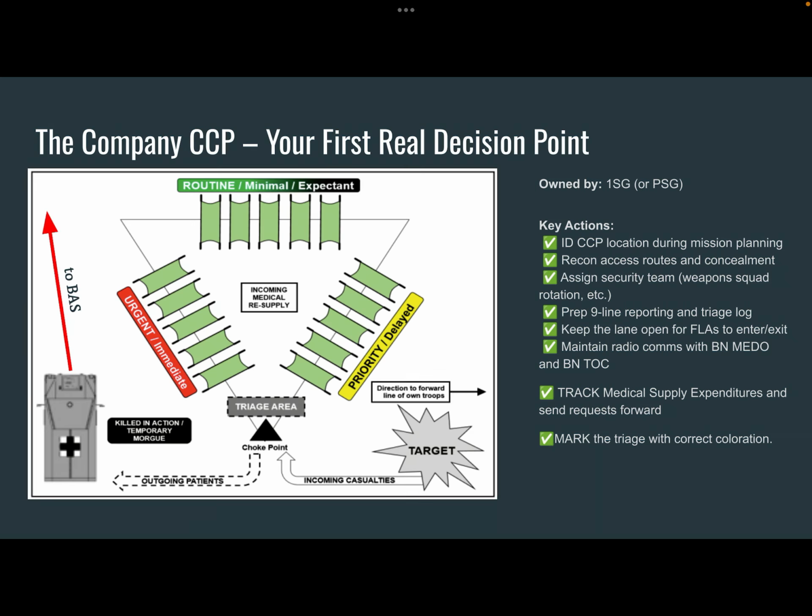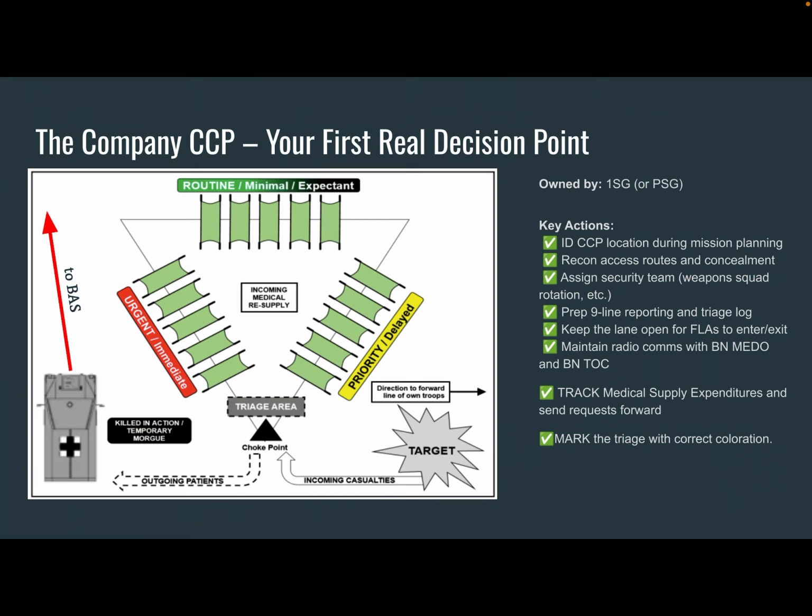The company CCP is the first real decision point for the companies. FM 4-02.2 directs that company casualty collection points be identified and reconnoitered during mission planning. It's not something that happens later, it happens before you even step off. The first sergeant owns the CCP. It's security, traffic flow, radio coordination, and access. The medic runs the internal triage, and every cluttered lane, unmarked grid, or blocked access point adds risk. No leader should outsource that responsibility.